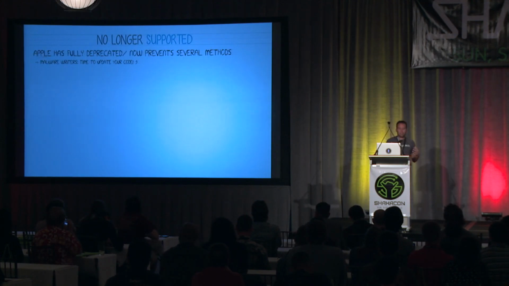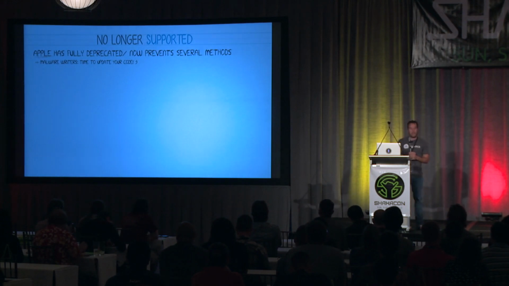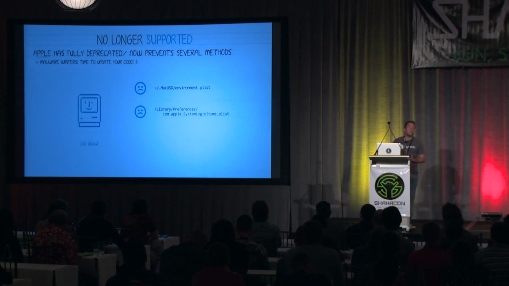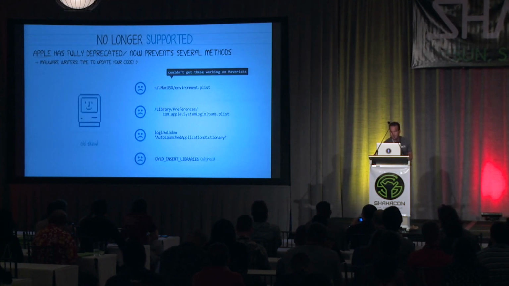So I wanted to have a rest in peace slide for persistence techniques that no longer work. They've either been fully deprecated or removed from OS X Mavericks. These include the environment.plist, the system login items.plist, the auto launch application directory, and finally persisting injectable dynamic libraries via the dyld insert library environment variable.